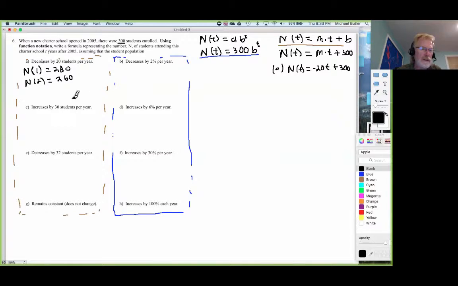Getting it? Okay. So after t years, it's going to be equal to what? Take off 20 students per year plus your initial 300 that you started with.